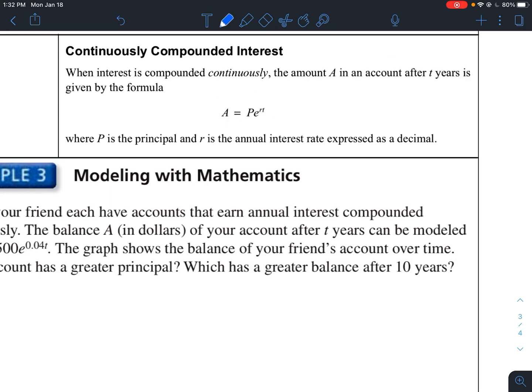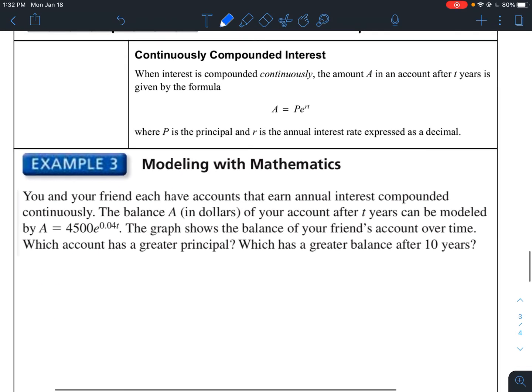Okay, so let's read the story problem. I don't want you to follow exactly what it's doing. I want you to do something different, but it says that you and your friend each have accounts and earn annual interest compounded continuously. If you see compounded continuously, you're more than likely going to want to use this formula right here.